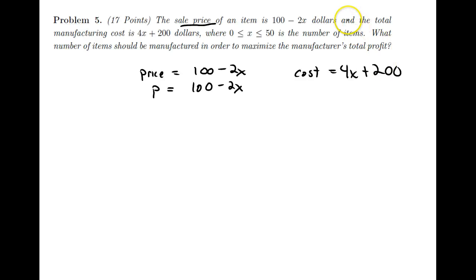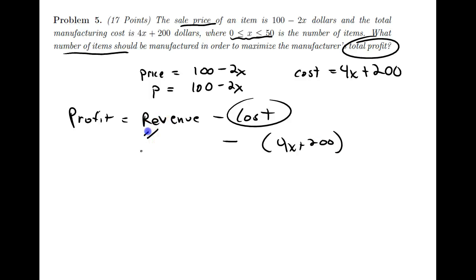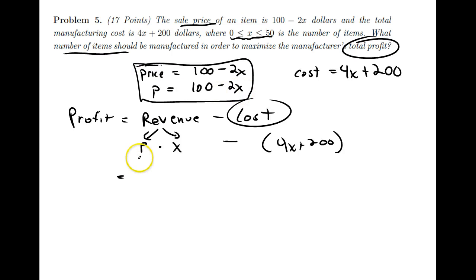X is supposed to be something between 0 and 50. What number of items should be manufactured in order to maximize the manufacturer's profit? So then he talks about something different. Profit is revenue minus cost. You definitely have cost, 4x plus 200. You do not have revenue. Revenue is price times quantity. And so you replace price with the demand equation, with this equation here that tells you how price is related to quantity. Replace that with 100 minus 2x, but don't forget to times it by x.